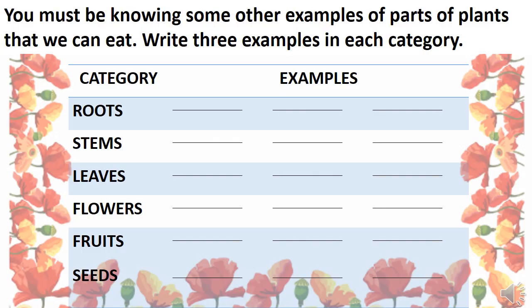Children, you must be knowing some other examples of parts of plants that we can eat. Write 3 examples in each category. You can do this work in your notebook. You can pause the video here, complete your work and then move forward.